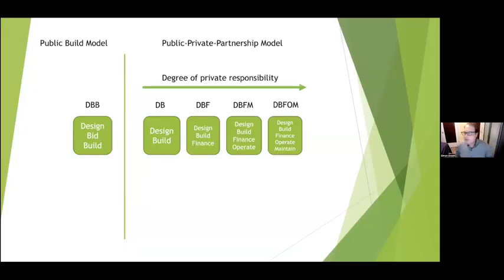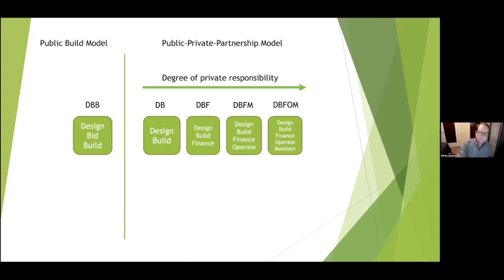And we can see in this illustration here that the major difference between the P3 model and the traditional build model is that the private sector is responsible for a lot more in the P3 model. They not only design and build, but they also finance, they operate and maintain. So pretty straightforward, okay?